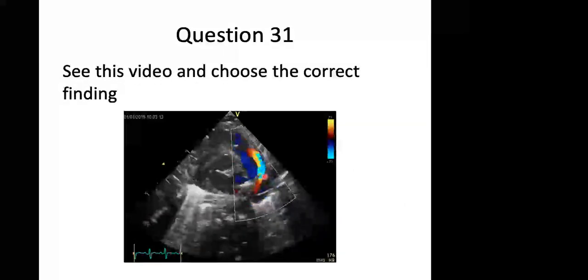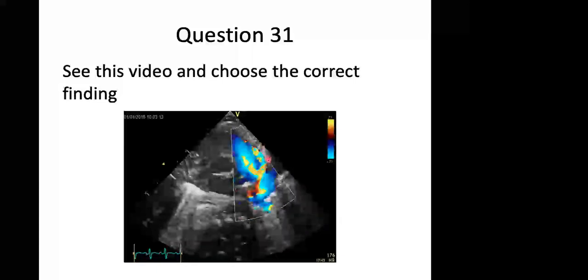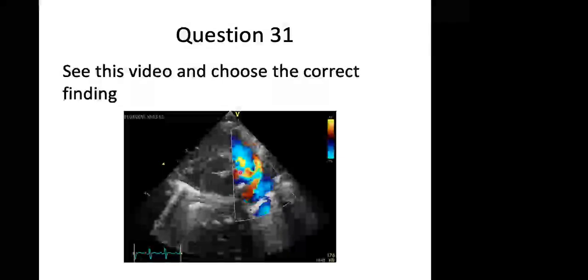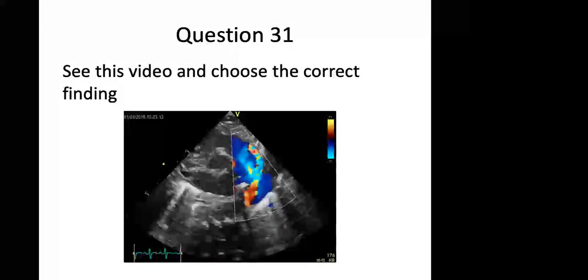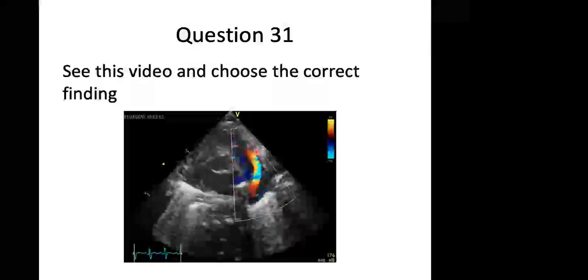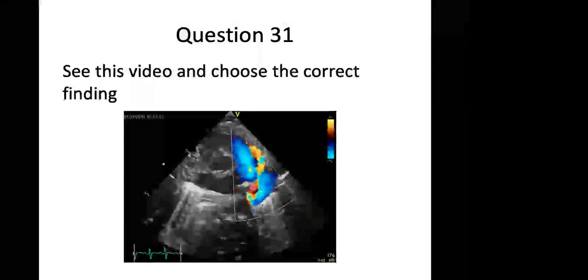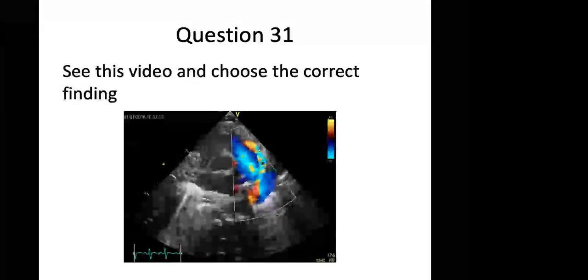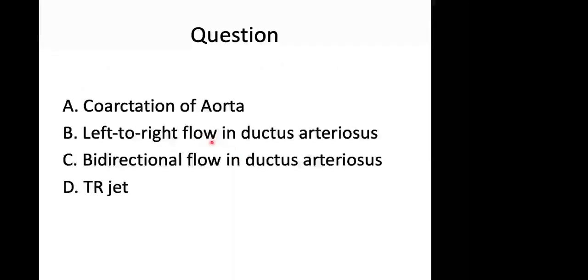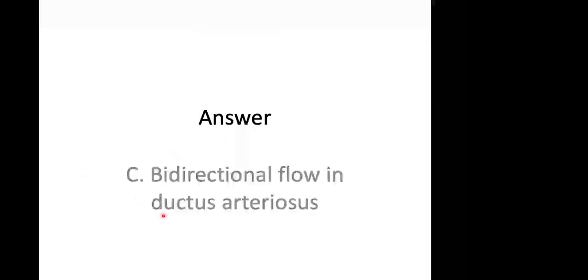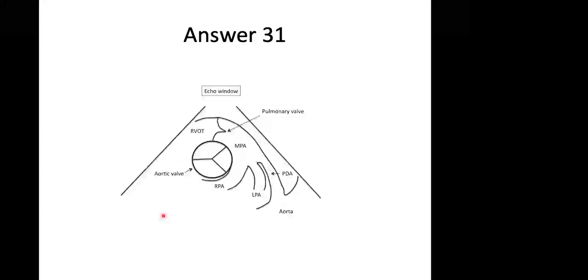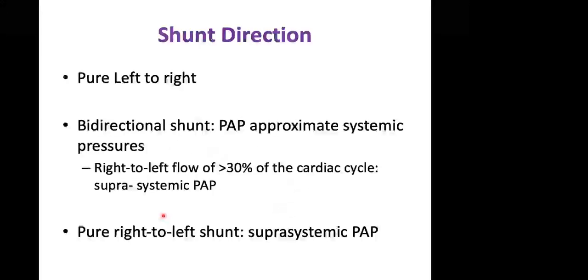So in this video, classically you can see this is the PDA, this is the ductal view, where you see the tripod sign, where this is the RPA, this is the left pulmonary artery, and this is the PDA. Here you see mixed color, rainbow colored PDA, where there is orange and blue mixed color. So this is classical of bidirectional PDA. In left to right flow, you will see more of red color jet. Coaptation is not there. Here we are not seeing the arch. TR jet is not seen here because we are not seeing the correct view. So this is bidirectional flow in the ductus arteriosus. This is the classical tripod position to see the ductus.